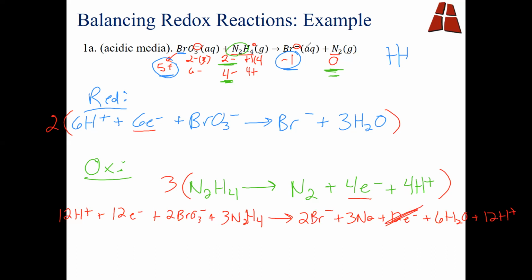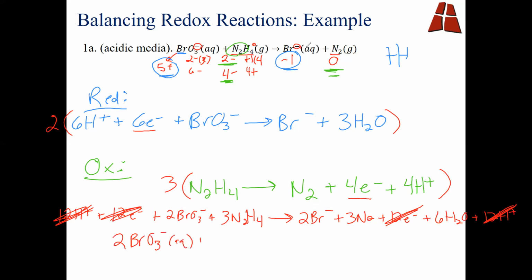So our electrons should always cancel out. So we'll cancel those out. And then in this case, our protons actually cancel out. So we have 12 protons on our product side, 12 protons on our reactant side. Those would cancel out. So our final answer would end up being 2BrO3 minus.